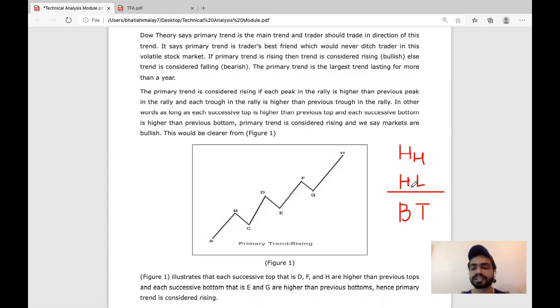From this illustration, it is also pretty evident that the minor trends, that is your cities, are found within the secondary trend, that is your countries, and your secondary trend, that is your countries, are found within the earth, that is your primary trend.